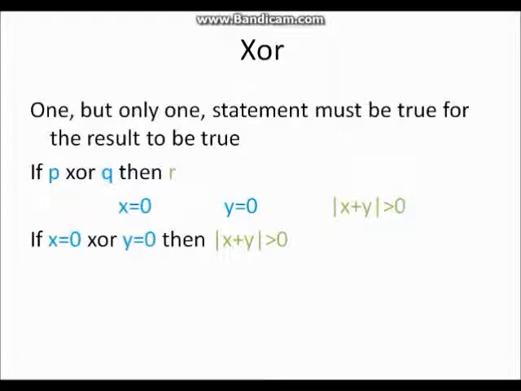greater than 0. You can see if x was 0 and y was 2, it would be true. If x was 7 and y was 0, then it would be true. But if both were true, x is 0 and y is 0, then the result would not be true. So XOR is when one of them must be true, but only one.